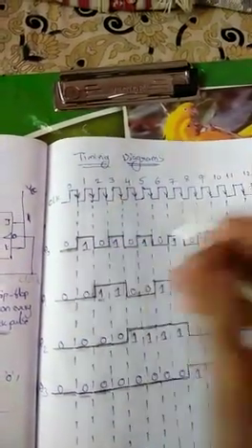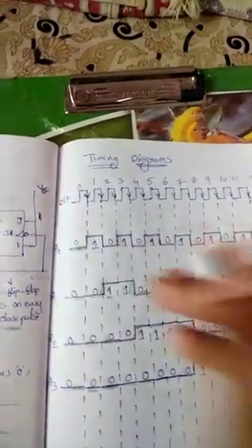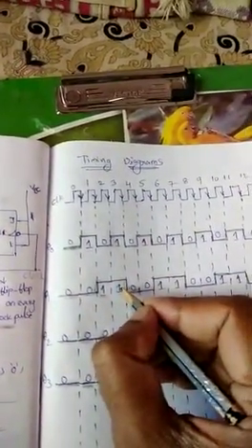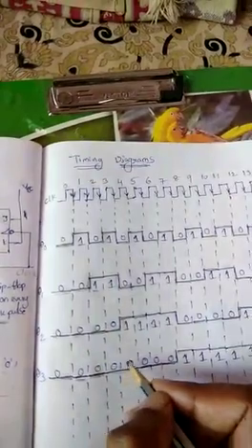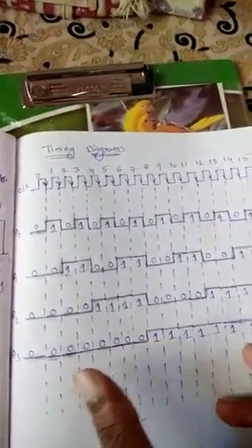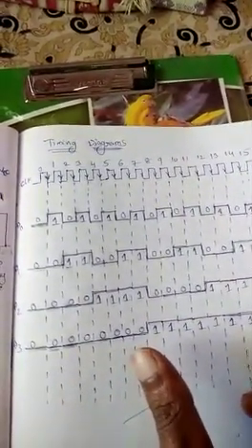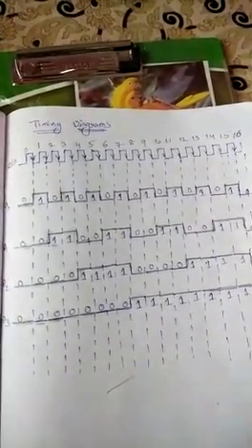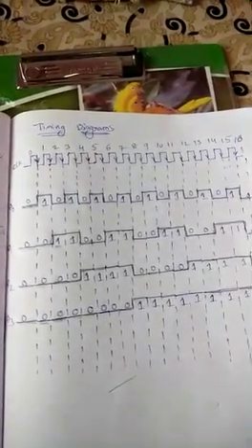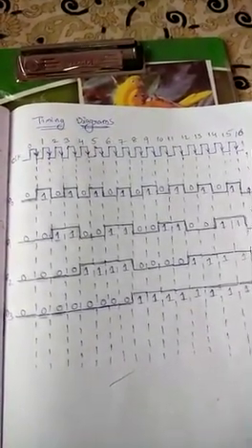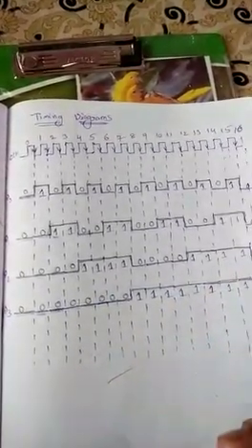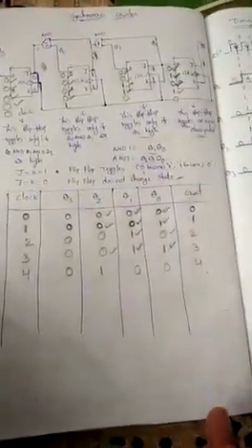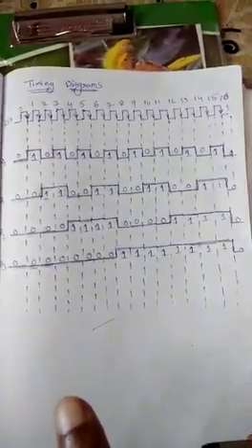At the third pulse, Q0 is 1 and Q1 is 1, Q2 is 0, Q3 is 0. And like this, draw up to 15. After completion of 15 counts, again reset the flip-flops. So again, the count starts from 0 to 15. So that is the timing diagram of the synchronous binary counter. First, fill the table up to 15 counts, then draw this timing diagram.